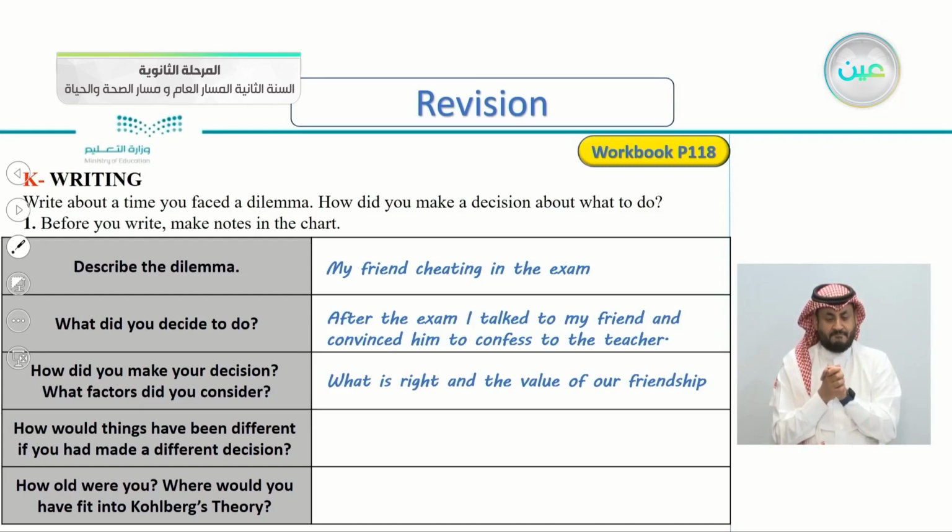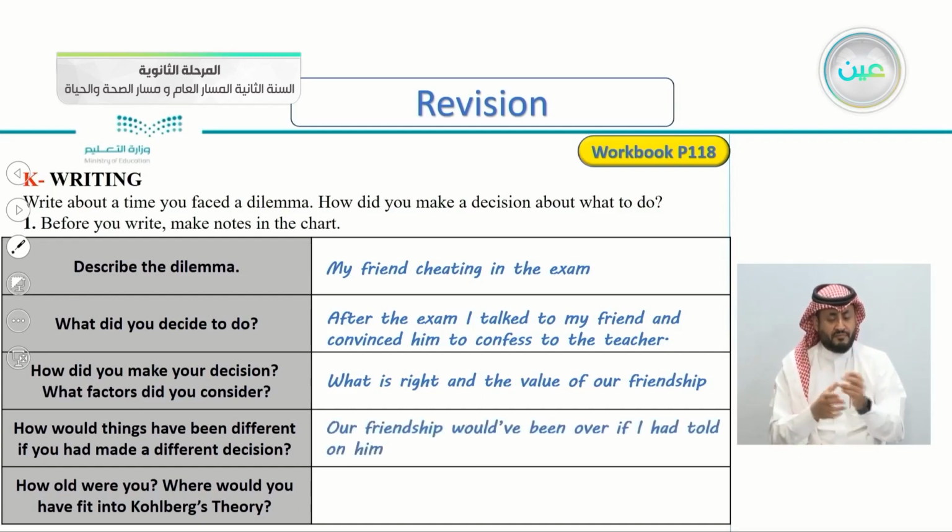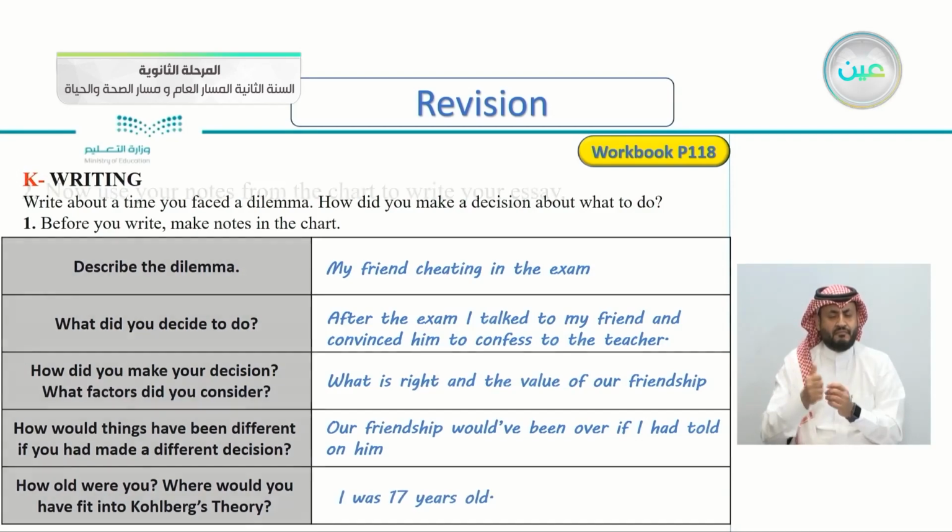How would things have been different if you had made a different decision? How old were you? And so on. Our friendship would have been over if I had told on him. So if I had made a different decision to blow the whistle on him, I think that our friendship would have been over if I told on him. And how old were you? I was 17 years old.